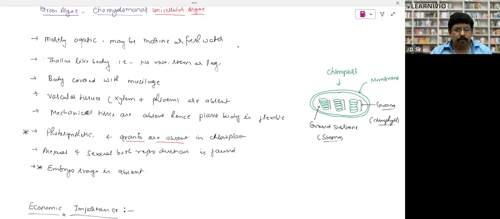This is the chloroplast, the organelle inside the cell which is responsible for photosynthesis. It has a double membrane, outer and inner membrane, right? Inside the membrane there is a gel called stroma, the ground substance. And there are some coin-like structures called grana. These grana have the chlorophyll and are responsible for photosynthesis. So these grana are not found in green algae. Remember, in the chloroplast of green algae, grana are absent.